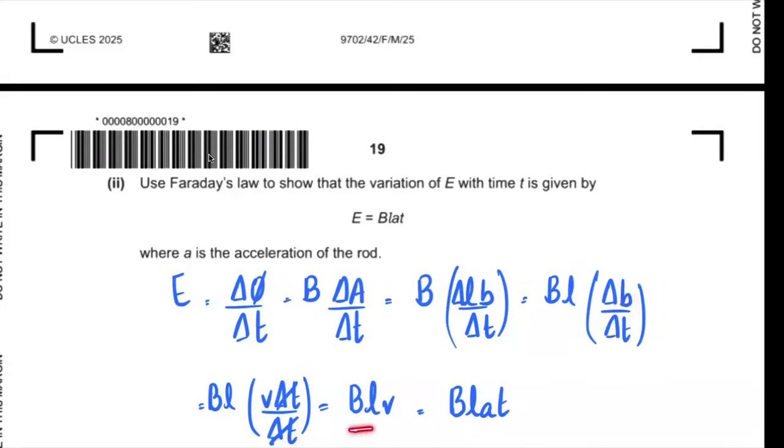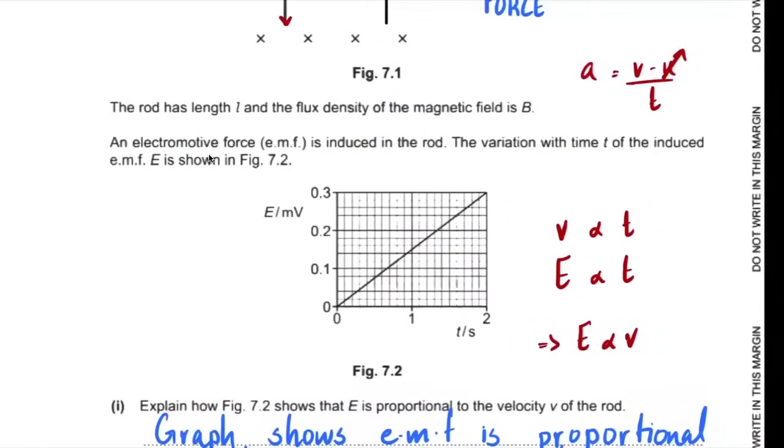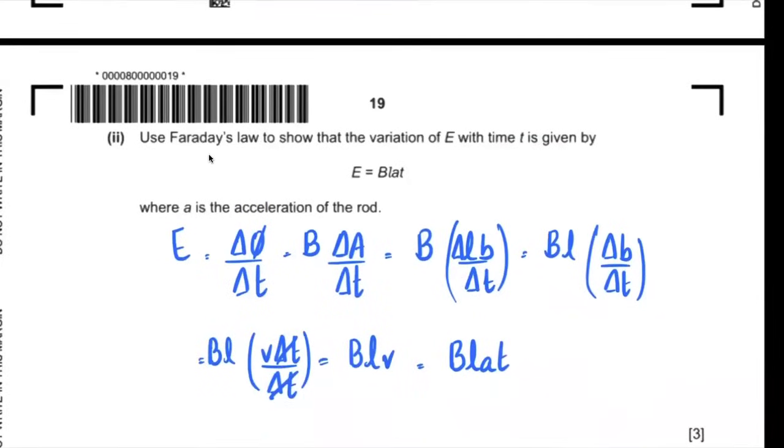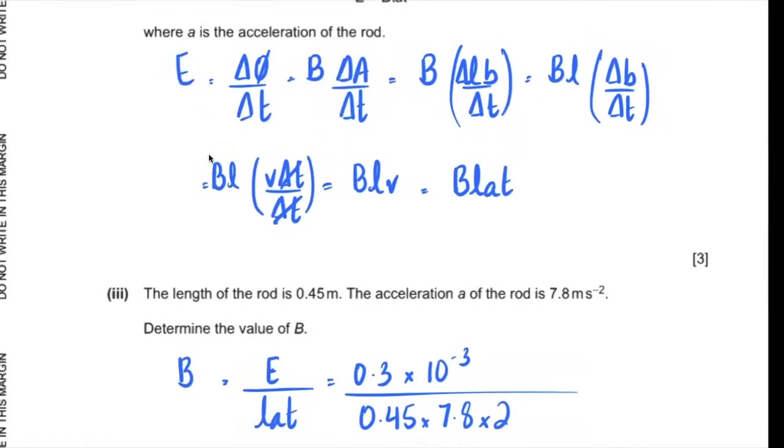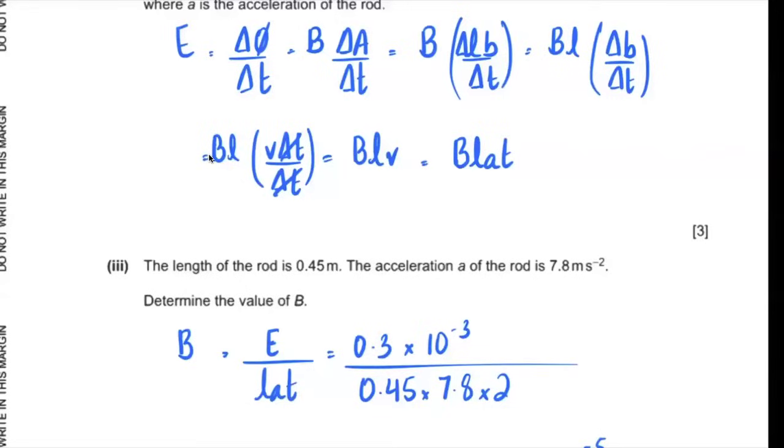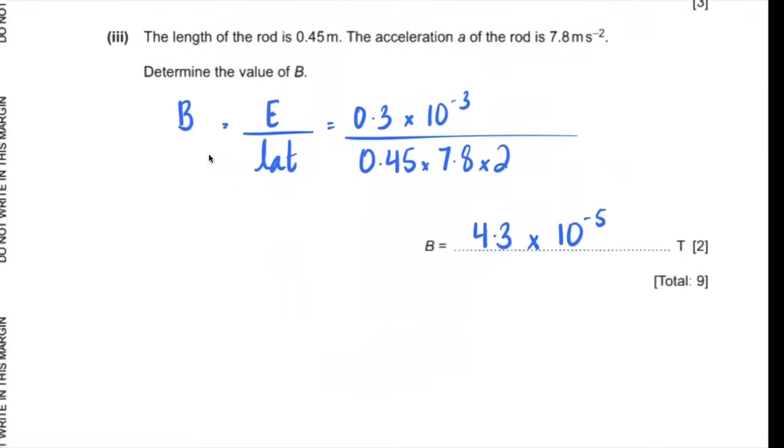So this becomes BLv, and as I just wrote, in some time t, because it started from rest, v was just equal to at. So instead of v, I write at to get my desired expression. Next, length of the rod is given, acceleration is given, and you have to find B. So this is just a matter of plugging in values, not very difficult. That ends this question.